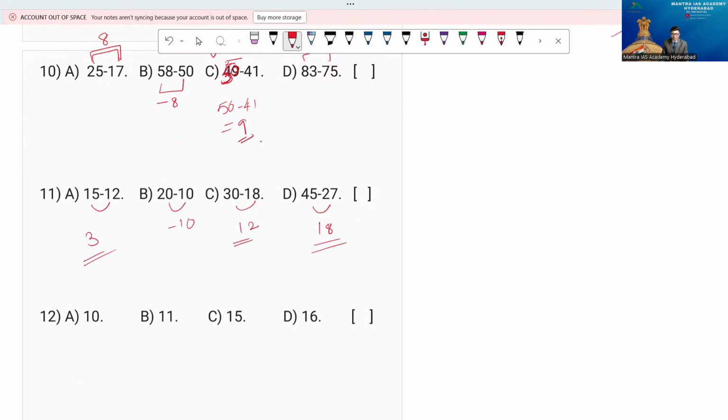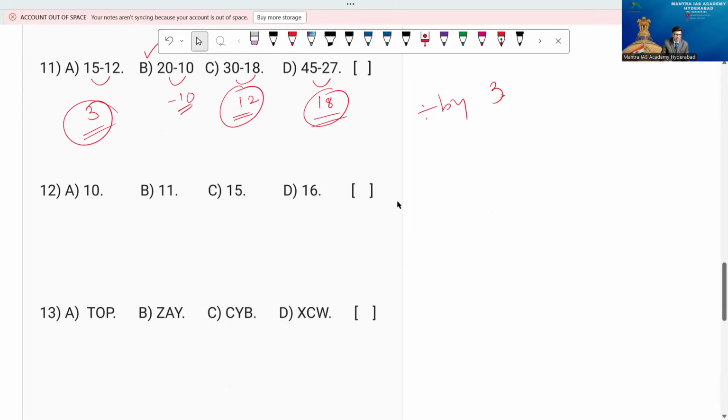That's a secondary logic after writing the differences. All these numbers are divisible by 3, but this difference is not divisible by 3. So the answer is 20, 10. So this is my intention of telling some different types of questions here today.